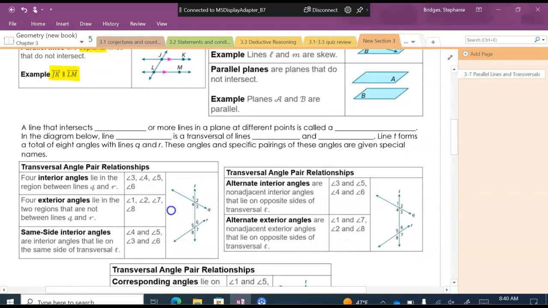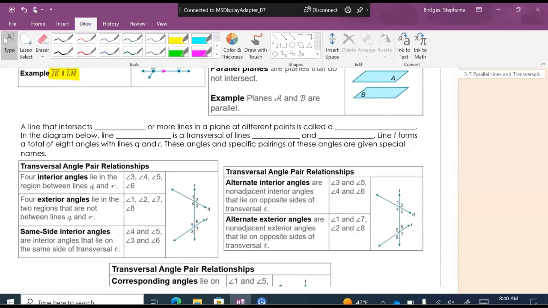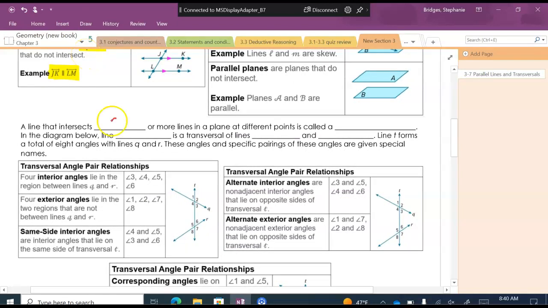All right. Then the next blank underneath all of that: the line that intersects two or more lines in a plane at different points. Okay, so let me show you here. I have two lines. These two lines are in a plane. The one line that intersects those in two different points, like this green line up here, is called a transversal. Okay, a transversal.